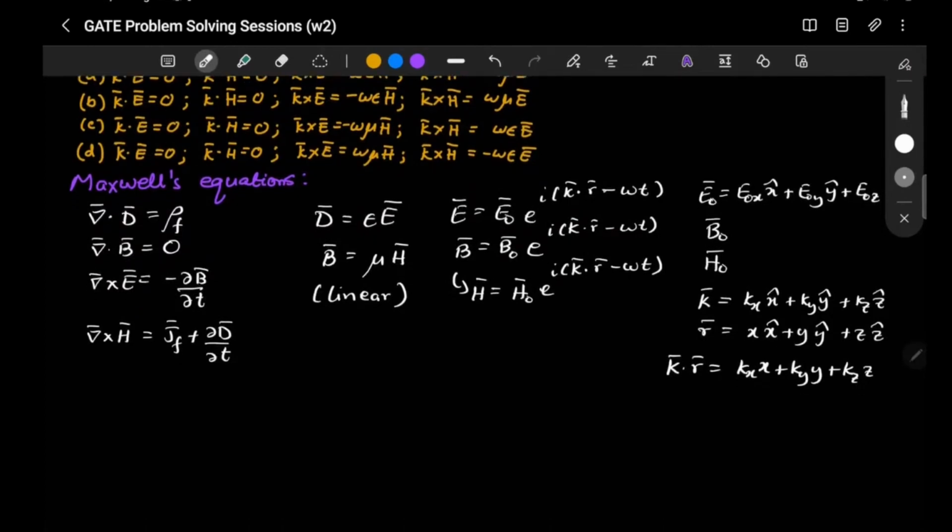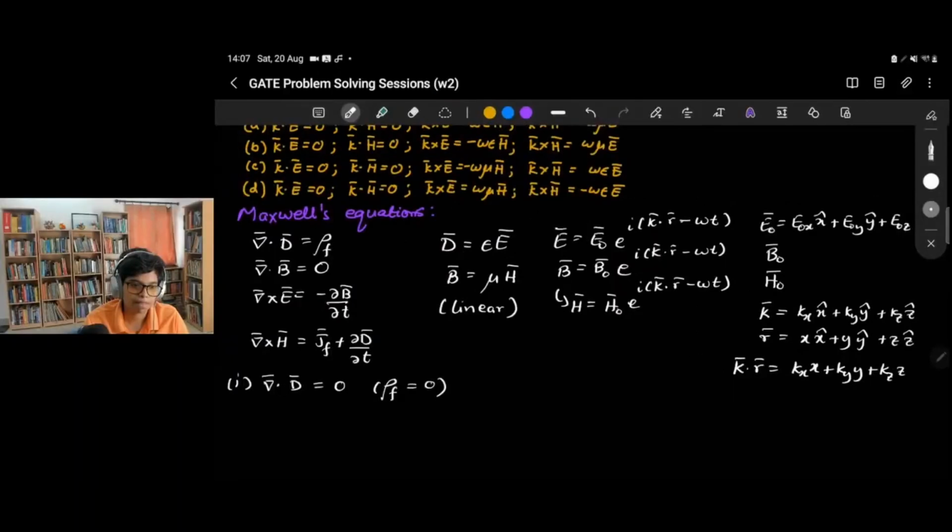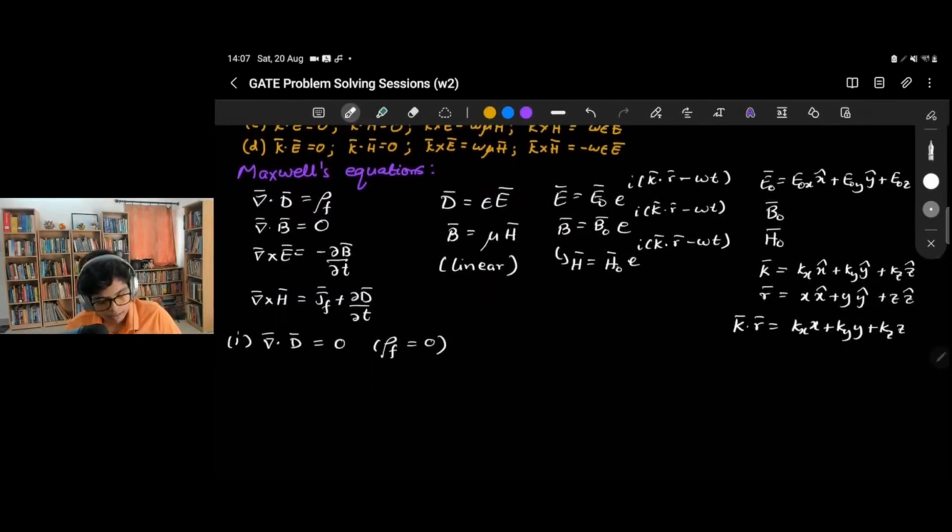So let us start with the first Maxwell's equation. So first Maxwell's equation is del dot D is equal to 0. Why? Because the free charge distribution that we have in our case is 0. So let us now plug in these expressions that we have written down. So del dot D equal to 0, and D is nothing but epsilon E. So we can take this epsilon out. So epsilon del dot E is equal to 0.